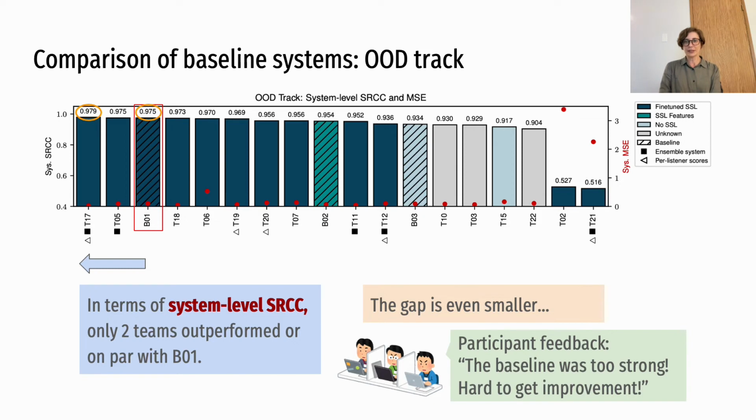Also, we had initially expected the out-of-domain track to be much more challenging, since it's a different listening test context with a much smaller amount of training data. However, we can see that for the out-of-domain track, the correlations are still very high, and the mean squared error values are low.